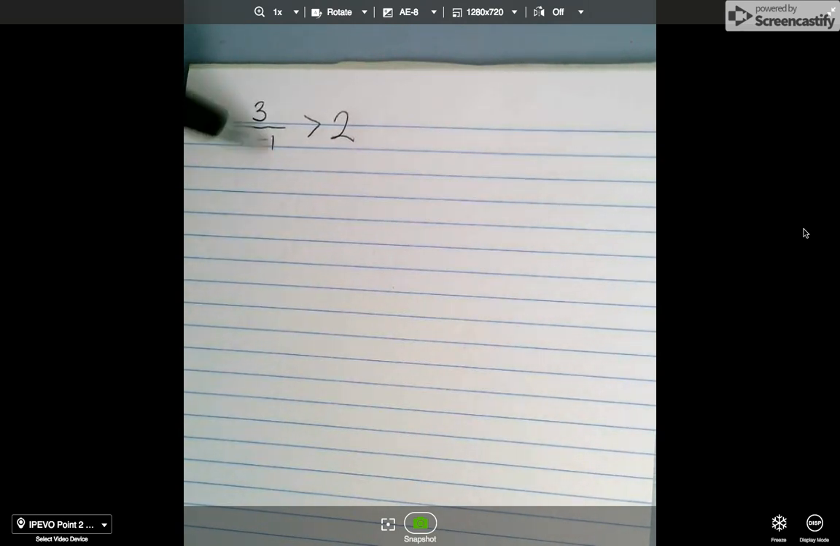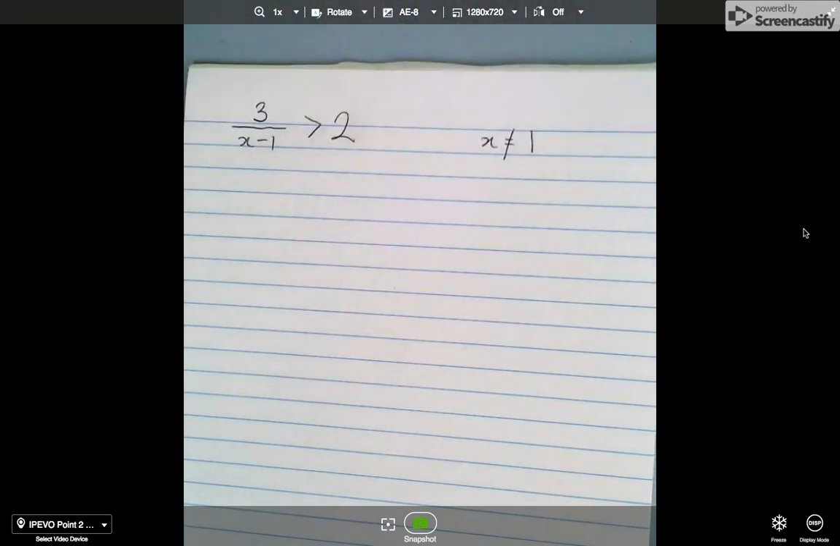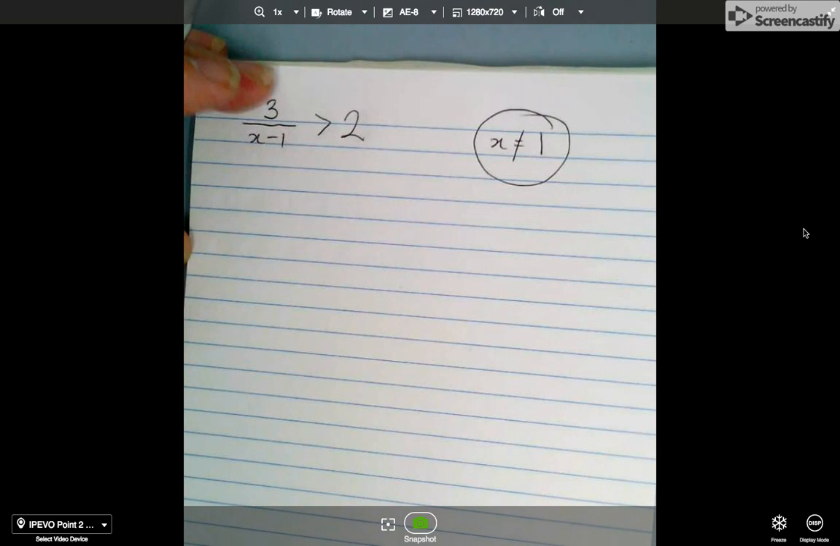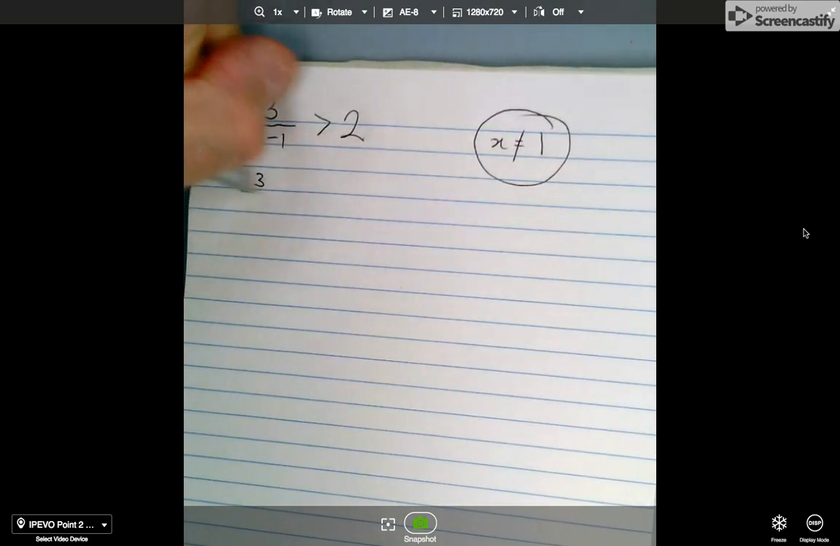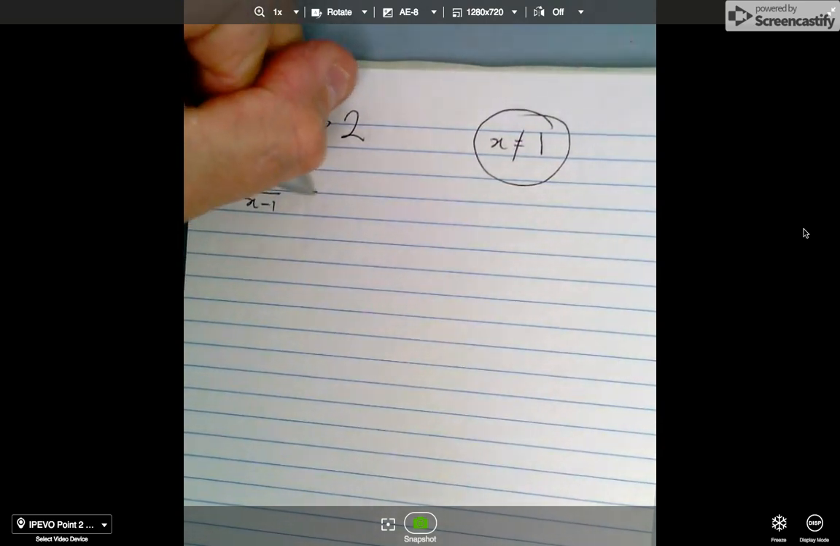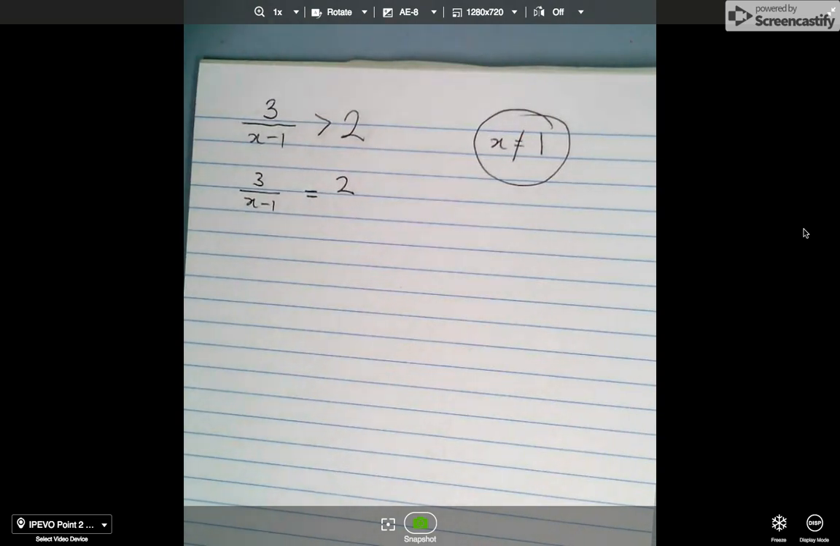X cannot equal 1 because 1 minus 1 gives us 0 and we're not allowed to divide by 0. So x does not equal 1. So that is our first critical value, x equals 1. And then I just solve it. X minus 1, and I solve it for equals. So this is sort of taking care of the inequality sign for a little while.